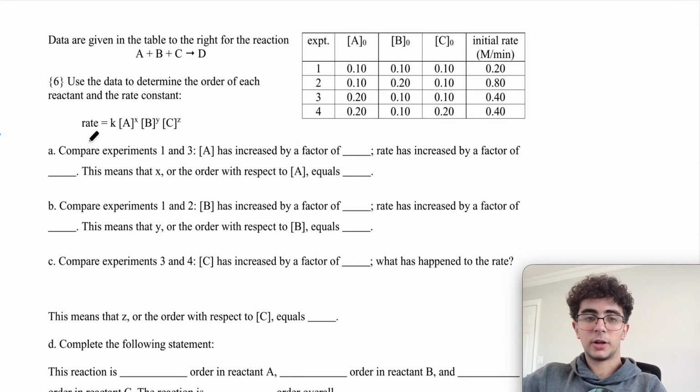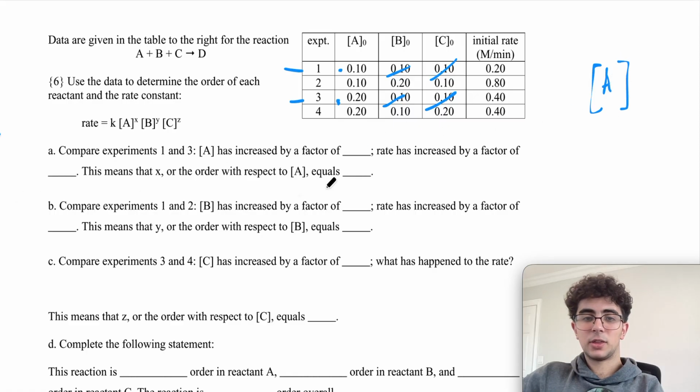You can start off by writing rate equals k times all of your reactants to some power. Now we're going to pick experiments where we want to isolate a change for each one. So I'm going to pick experiments 1 and 3 because the concentration of B stays the same and the concentration of C stays the same. However, the concentration of A changes. So now I'm able to see how the rate changes only due to A. So when A doubles, the rate doubles. That means A is to the power of 1. It's proportional to just A.